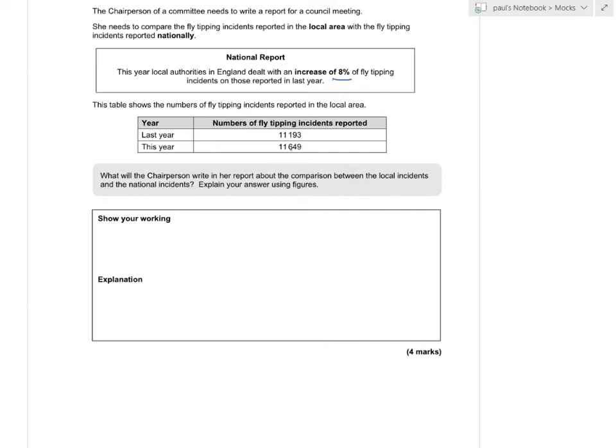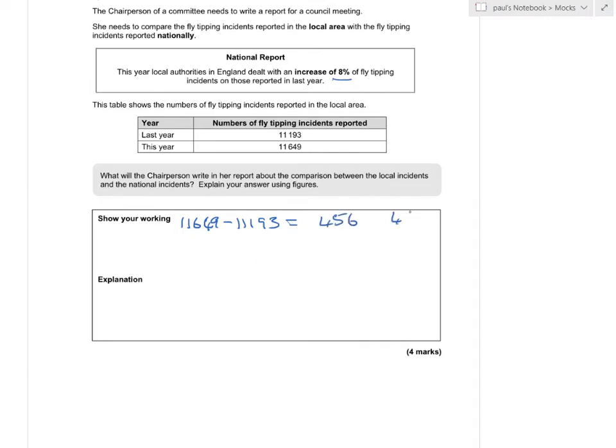So we've got a difference over the original. So the difference is 11649 minus 11193 will give us the difference. 11649 minus 11193, a difference of 456.